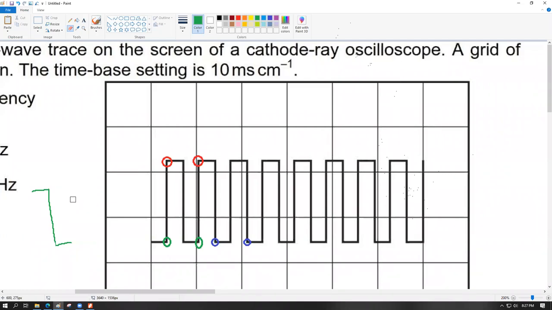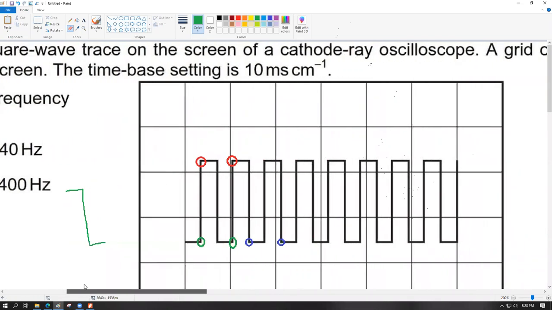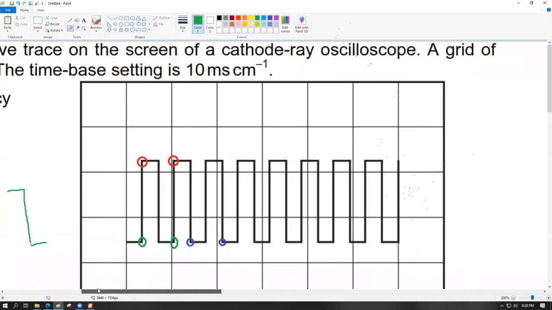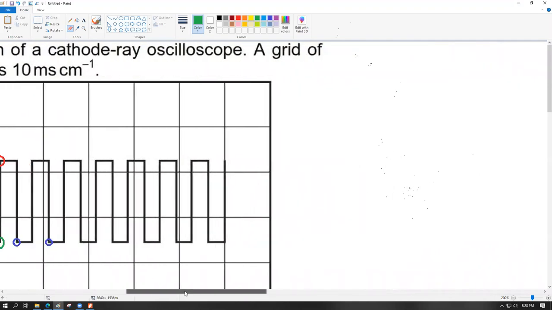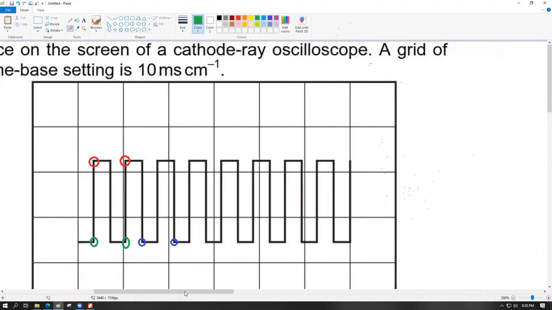Time period is the amount of time required to complete one full cycle. So to get the exact value of the frequency from the CRO graph, we have to first calculate the time period. Now the problem of this graph is that we don't have very good alignment.